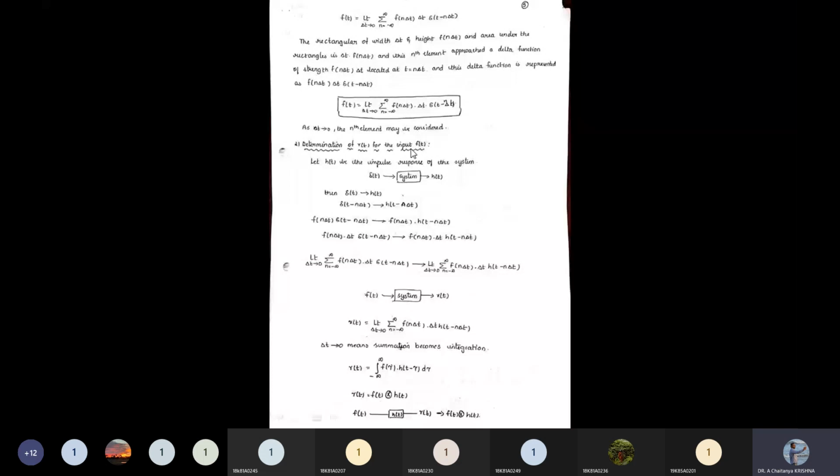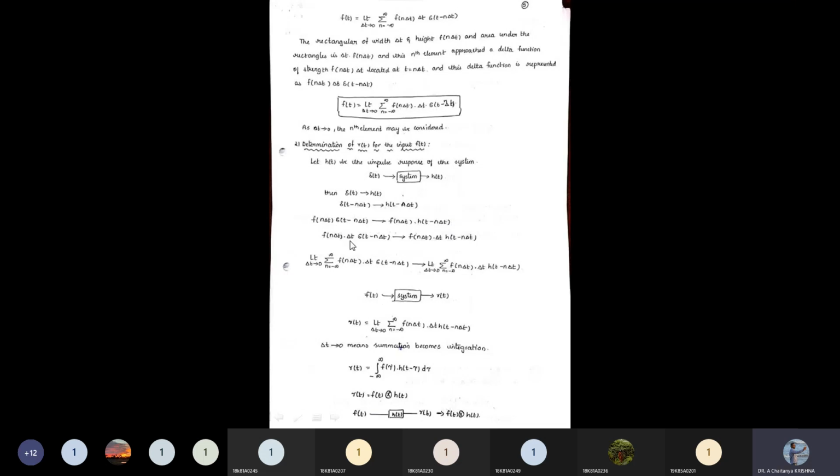Now for this function, we have to find the output response. Here delta of t has the response h of t, and delta of t minus n del t has the response h of t minus n del t. The response of f of n del t should be delta of t minus n del t. The same function we have to write. On both sides we multiply by h of t minus n del t.